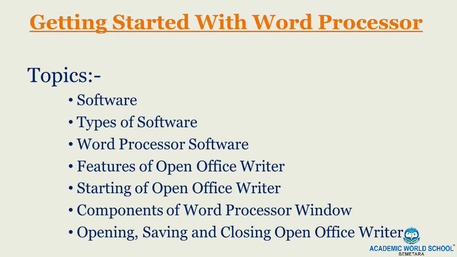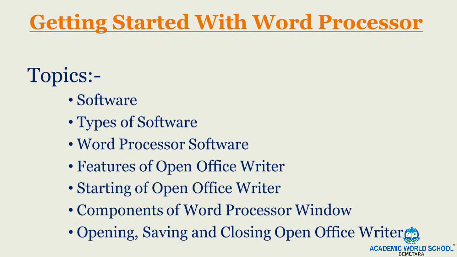Then I told you what is a word processor. A word processor is a software where you can edit, modify, and format your letter or document. Then we are going to use word processor software. We discussed different examples: Microsoft Office, then WordStar, then Google Docs, and OpenOffice Writer. So these are examples of word processor software.